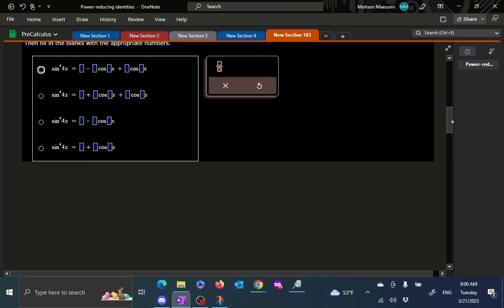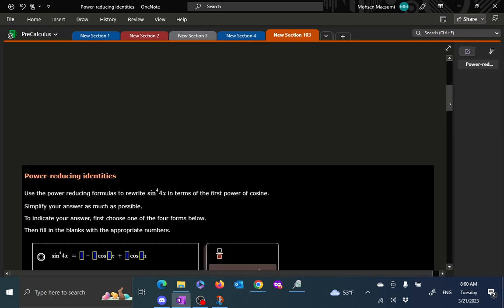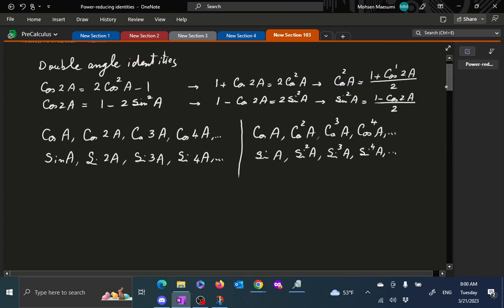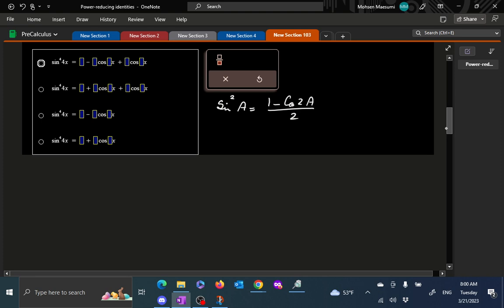So what do we start with? We start with the fact that sine square of an angle is 1 minus cosine of double that angle divided by 2. Okay, so this is our starting point. Well, is that what I want? Well, no, I want power 4.